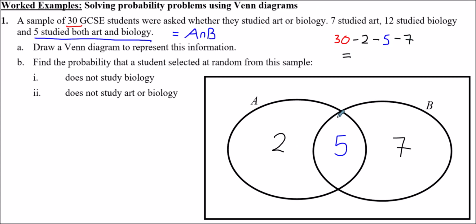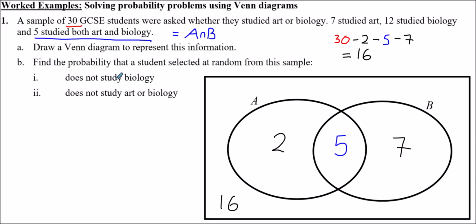Doing it another way, we might just add these together. 2 plus 5 plus 7 gives us 14. 30 take away 14 is 16. So we just put 16 somewhere on the outside of these curve regions. If you want to, you might want to double check and add them up again. So 16 plus 2 is 18, plus 5 is 23, plus 7 is 30. So we're done. We can now have a look at part B.